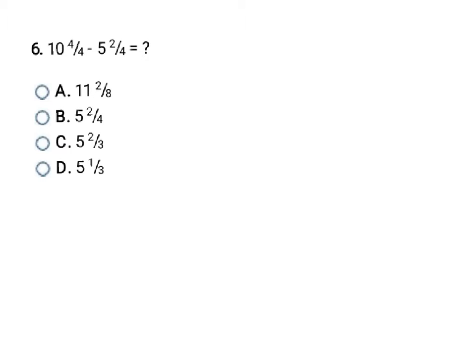Now looking at subtracting mixed numbers, here I'm going to go ahead and subtract my whole part. So that's going to be 10 minus 5 is 5. And then I subtract my numerators by the numerators. 4 minus 2 is 2. And then my denominator just carries through, which is a 4 in both of them. And 5 and 2/4, choice B, is going to be my final answer.